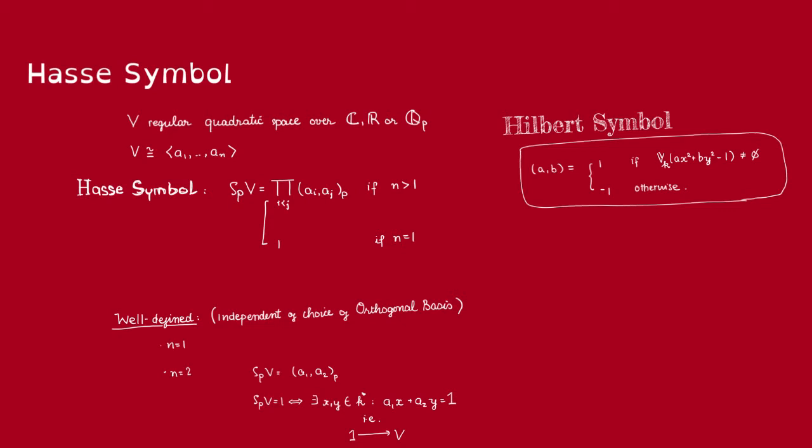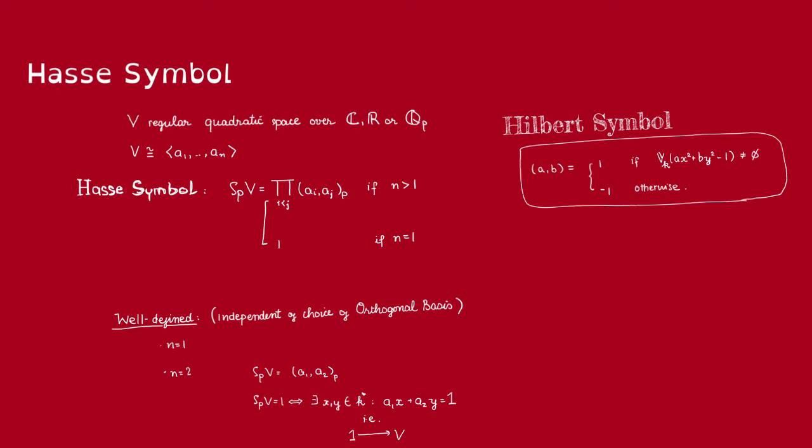Now the Hasse symbol is just a product of Hilbert symbols, but the definition of the Hasse symbol here seems to depend on an orthogonal basis, because this splitting of V is with respect to an orthogonal basis. So we need to show that it's well defined and it's actually independent of the choice of the orthogonal basis.